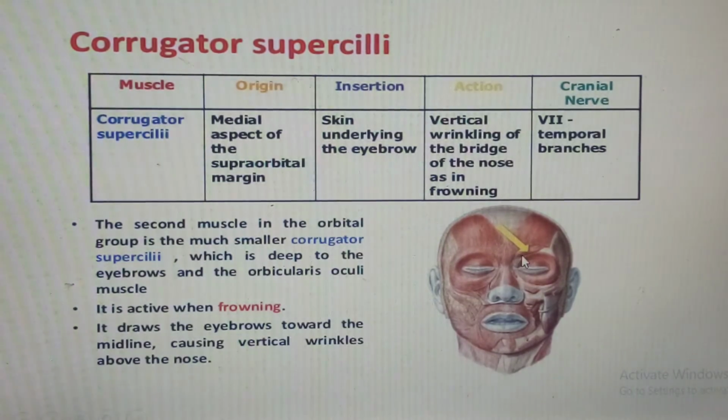So if someone frowns, that kind of expression you find on the face is due to the contraction of the corrugator supercilii muscle. And this muscle will be supplied by the temporal branch of the facial nerve. Of course, I didn't tell you, but the orbicularis oculi will be supplied by the zygomatic branch, as well as the temporal branch of the facial nerve. But the corrugator supercilii is supplied only by the temporal branch of the facial nerve.